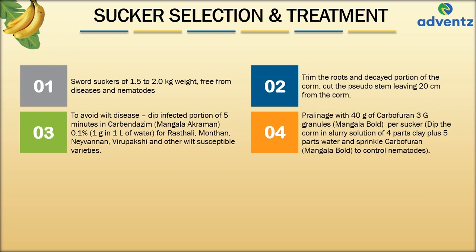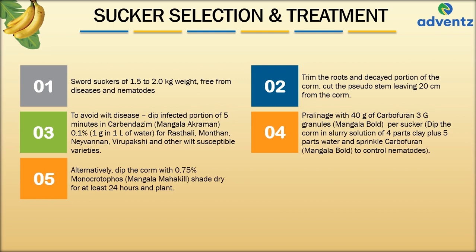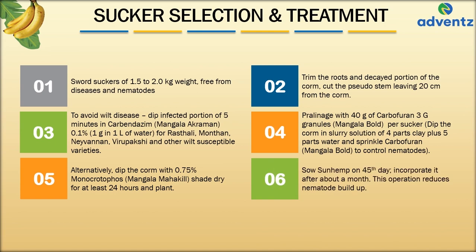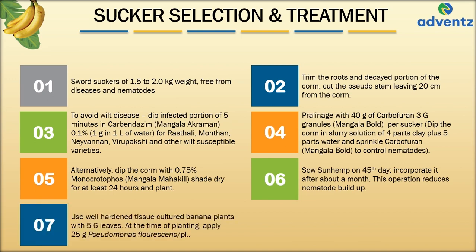One can also alternatively dip the corm with 0.75% monocrotophos, which is Mangala Mahakil, and shade dry for at least 24 hours before planting. So, sun hemp on the 45th day, incorporate it after about a month. This operation reduces nematode buildup. Use well-hardened tissue cultured banana plants with 5 to 6 leaves. At the time of planting, apply 25 grams of Pseudomonas fluorescens per plant.